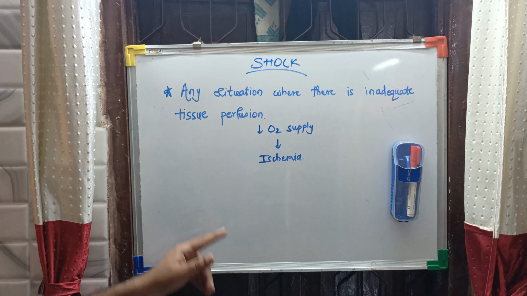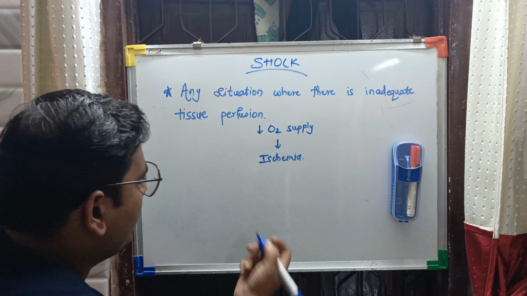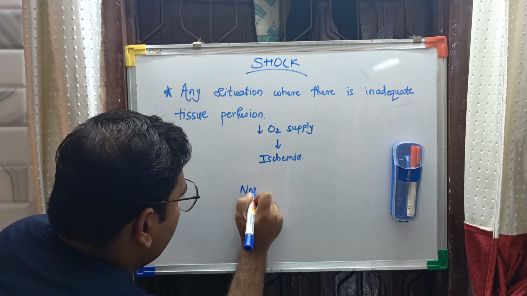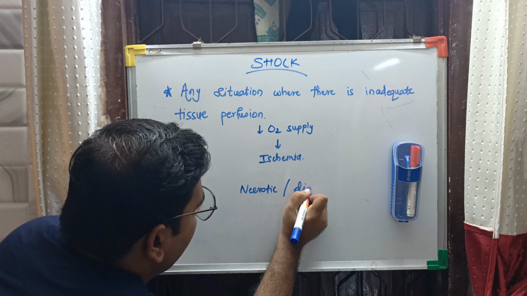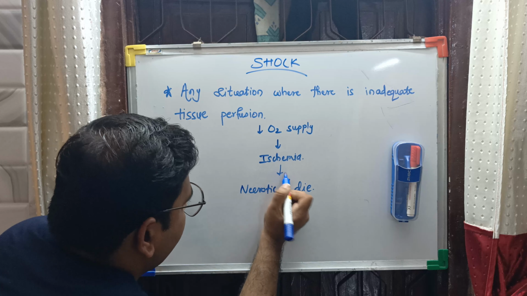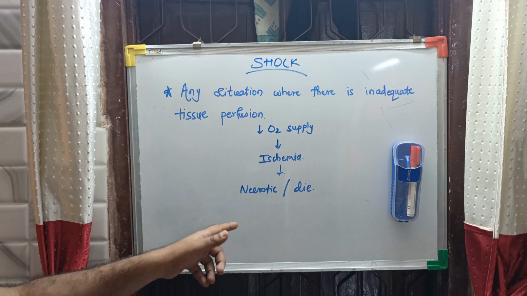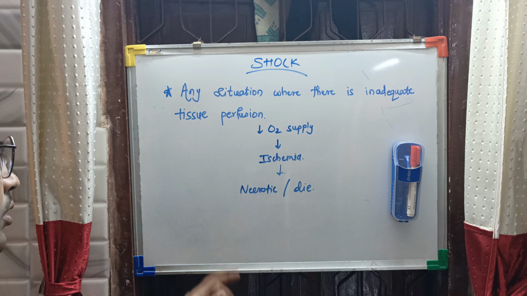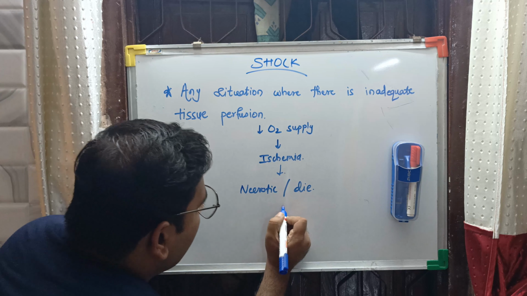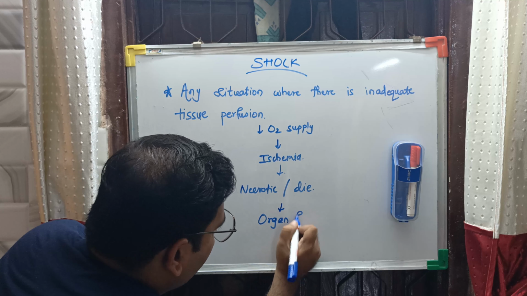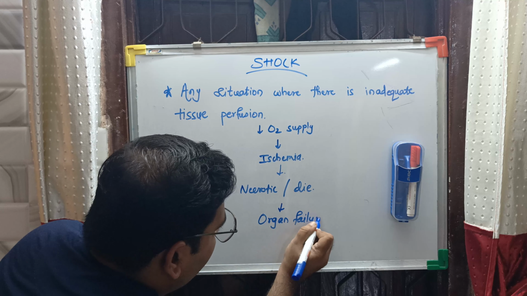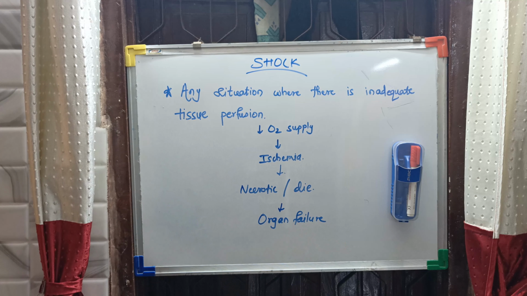Because of the ischemia the tissue becomes necrotic or they may die. And if this condition is not reversed in time, there may be an organ failure, which is the progressive state.